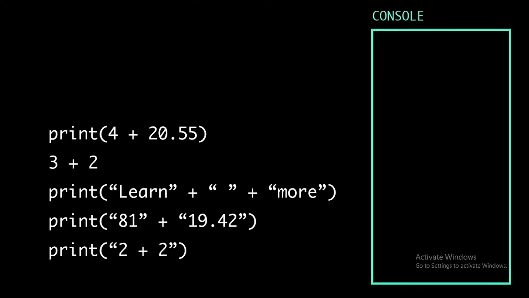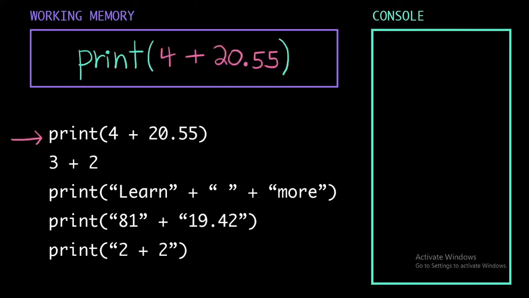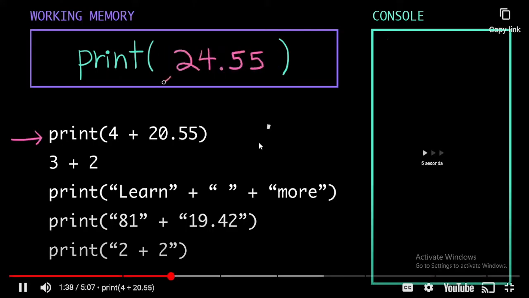Let's see that in action by tracing this program. The computer takes the first line of the program and loads that into working memory. Then the first thing it's going to do is look for any expressions to evaluate. Remember that evaluating an expression just simplifies it down to a single value. Here we have the expression, the integer 4 plus the parentheses.